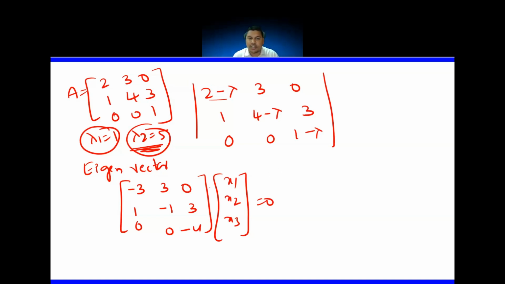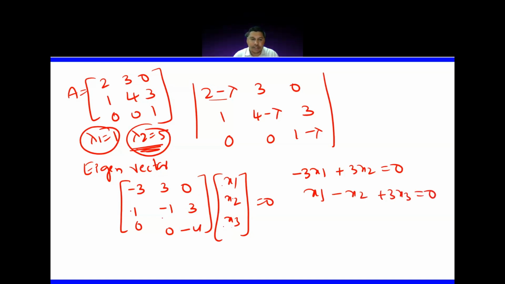So if you find the equations, it is minus 3x1 plus 3x2 equal to 0. Second one, I'm multiplying 1 with x1, minus 1 with x2, 3 with x3. So x1 minus x2 plus 3x3 equal to 0. Then 0, 0, minus 4x3 equal to 0. So from here it is clear that x3 equal to 0. Without applying Cramer's rule, sometimes we directly get x3 as 0.